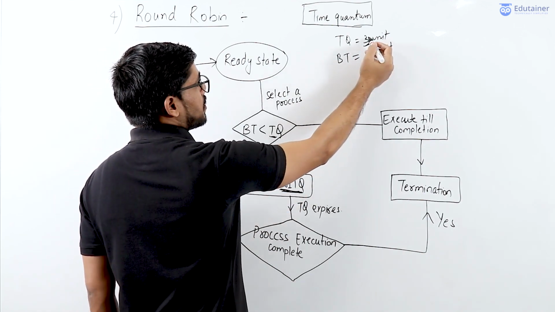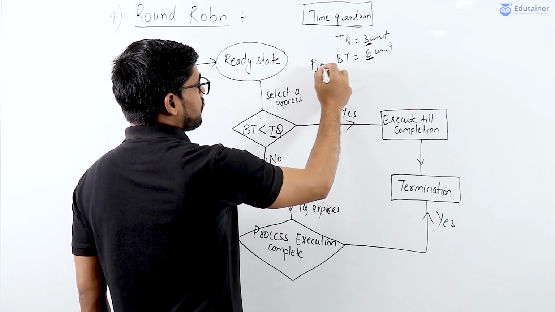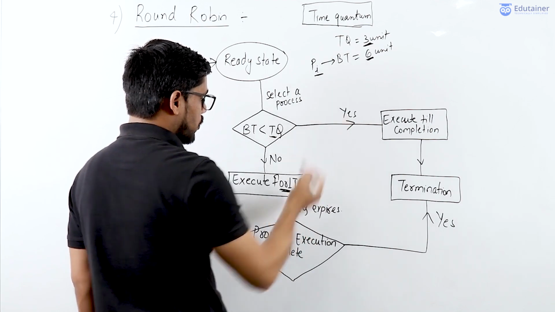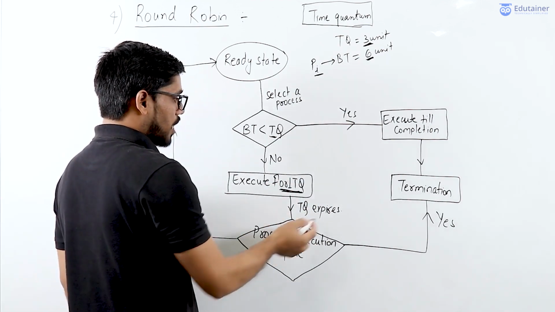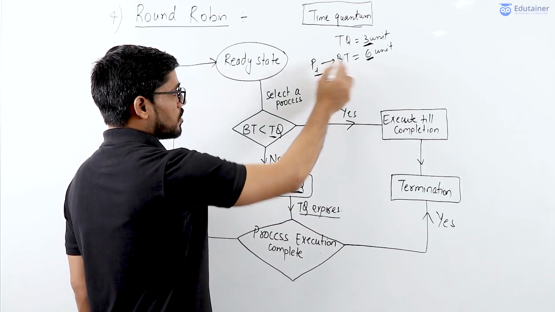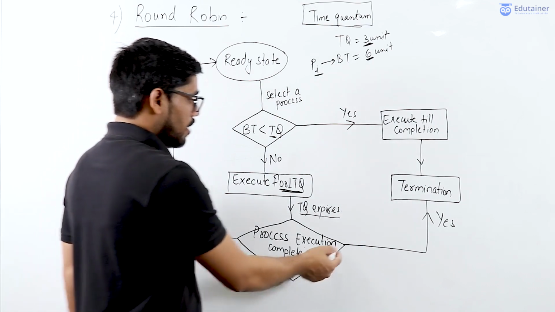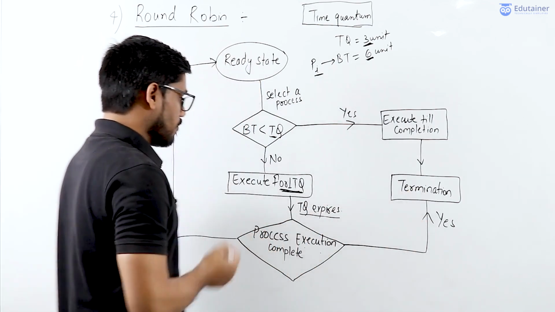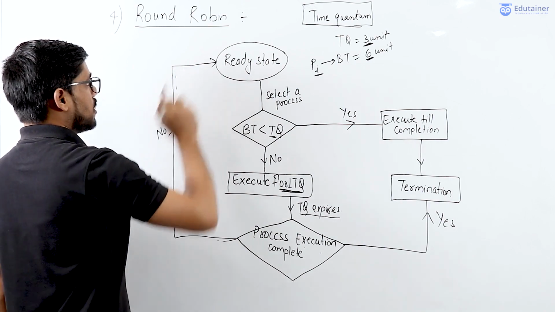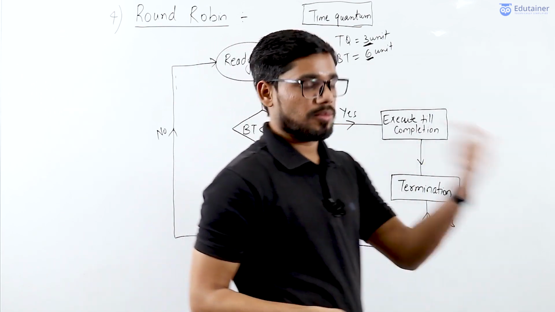Here 6 is greater than 3, that means we will run this particular process, let's say Pi, for exactly 1 time quantum, which is 3 units of time, and after the time quantum expires, we will check whether this process is completed or not. If it is completed, then we will terminate the process. Otherwise this process will go back to the ready state again, and then it will repeat the procedure and do the same task again.